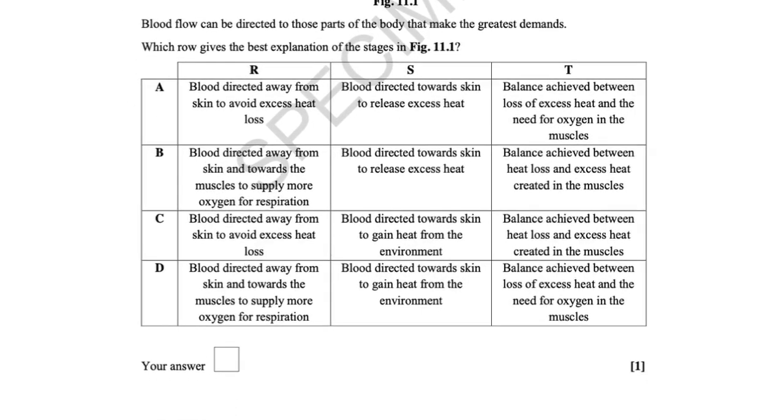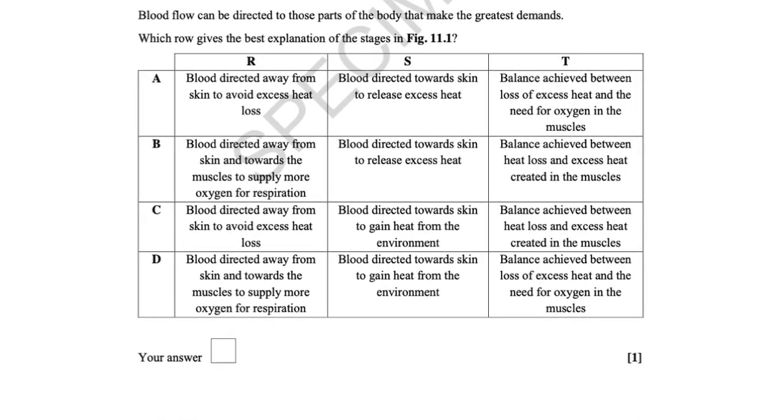So which row gives the best explanation of the stages? Well, point B, the blood is directed away from the skin and towards the muscles. It's then directed towards the skin, which is why the temperature goes up, where there's more heat radiated from the skin. And then at T, it flattens off again. So you're going to get the decline over R, the rise at S, and the steadiness at T. So the answer there is B.